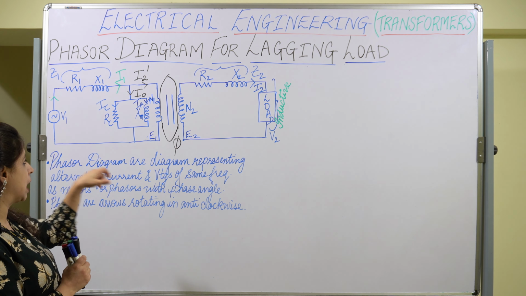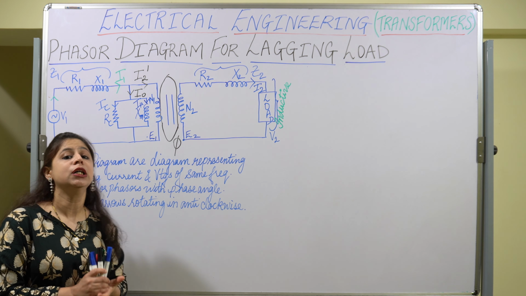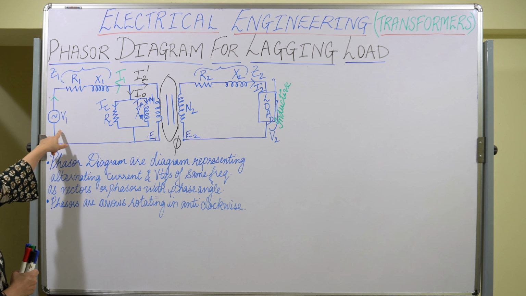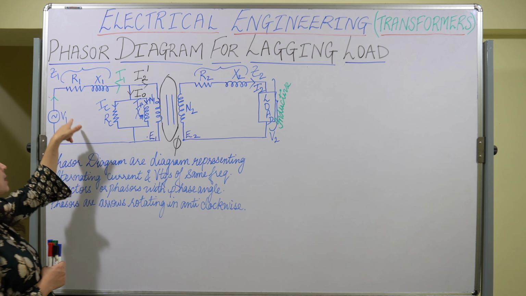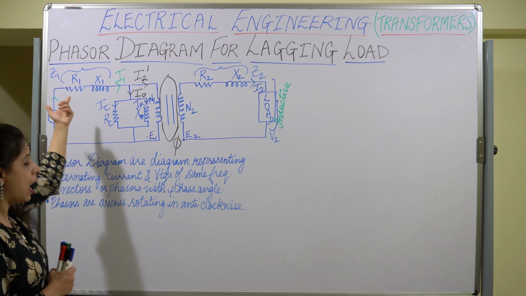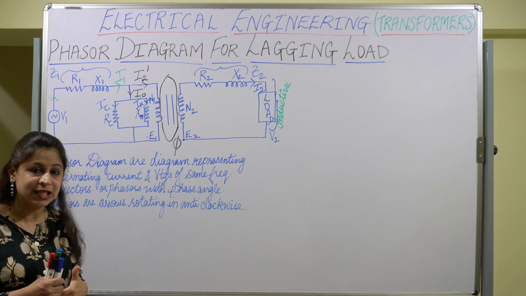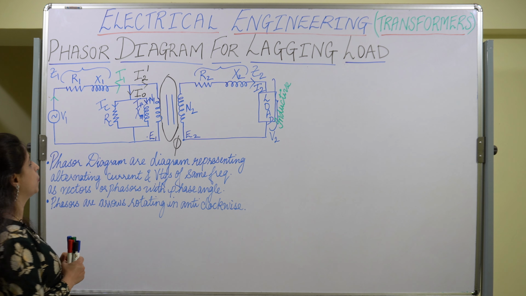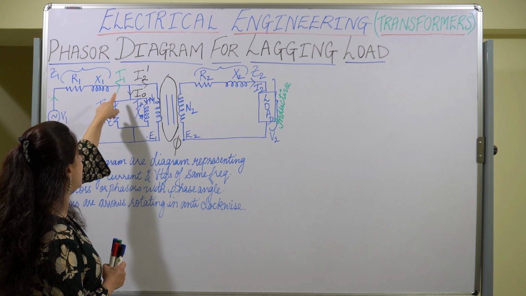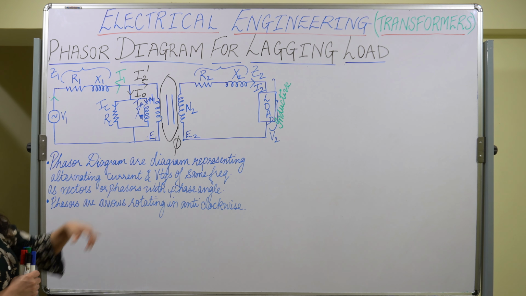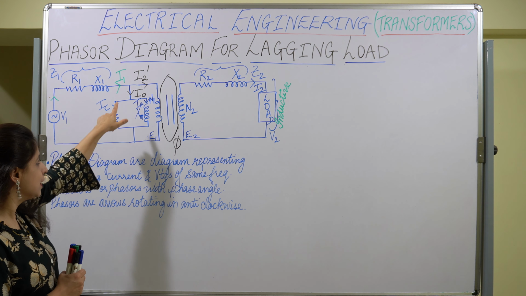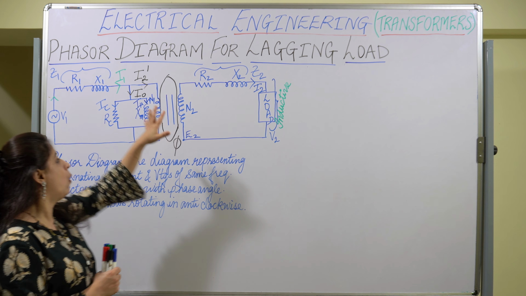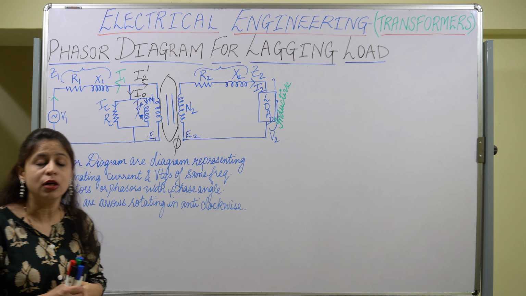Here the transformer equivalent circuit is being shown. The quantities which have to be represented in the phasor diagram are V1, which is the voltage source. Then it is connected with R1 and X1. R1 is the primary resistance and X1 is the primary reactance, and they form the primary impedance Z1. Then the primary current starts flowing, and this is the no load current shown here. This I1 and I0 also have to be shown on the phasor diagram. All these quantities have to be shown on the phasor diagram.